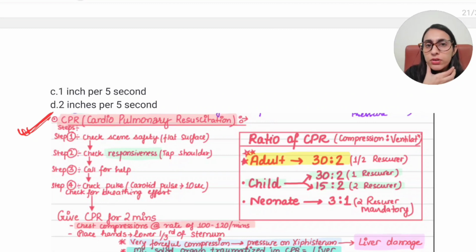Again, carotid pulse. We have made a reel on Instagram, as well as a short on the YouTube channel. So how do we check the carotid pulse? You can check the carotid pulse and check for the breathing of the individual, and then give the CPR.